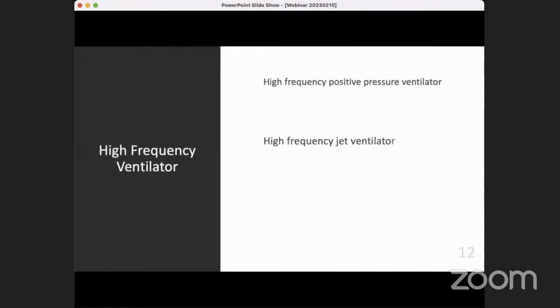And this slide shows the classification of HFOs. High frequency positive pressure ventilators increase the frequency while in conventional mode, and high frequency jet ventilators deliver high pressure jet flow at high frequency. And the subject of our discussion today, high frequency oscillation ventilators, especially according to the type of drive, like diaphragm and piston type high frequency oscillation ventilators.